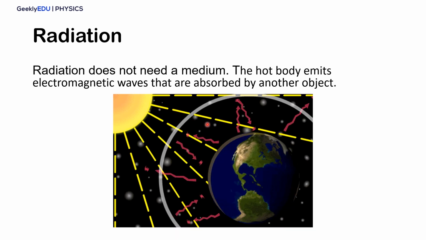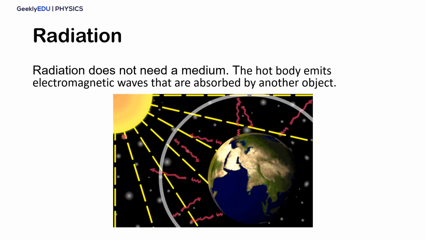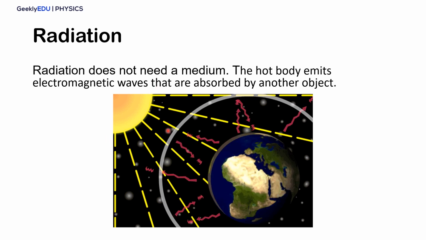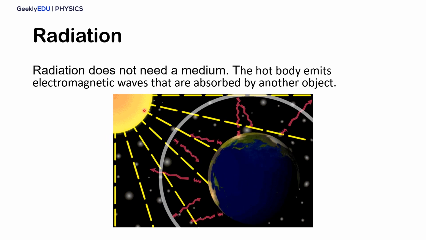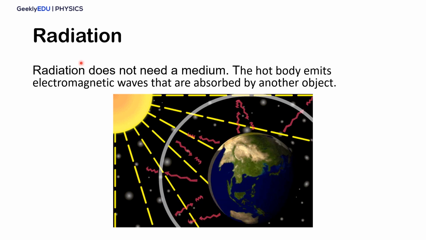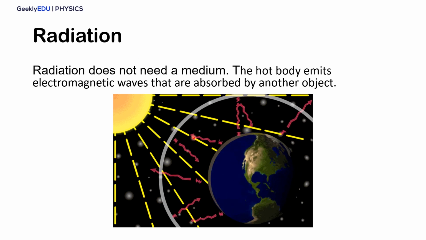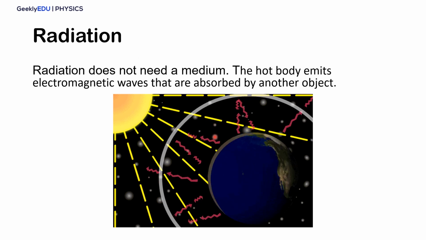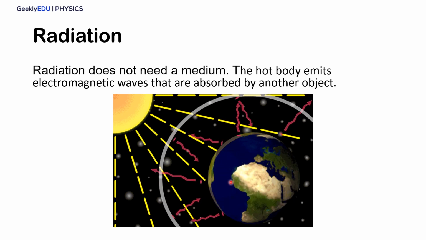A very common example is the heat transferred from the sun to Earth, where the sunlight reaches the Earth by radiation. Some of this radiation is reflected back and some is trapped by the atmosphere.